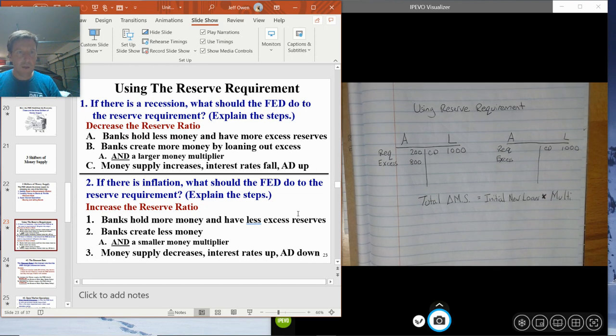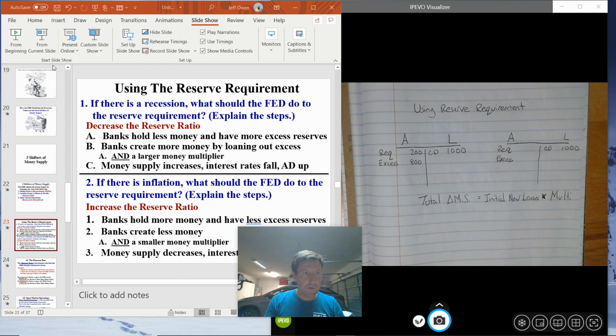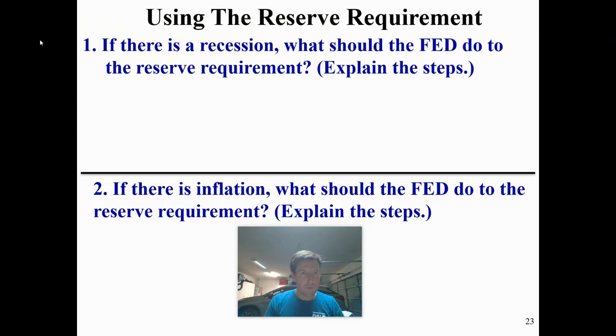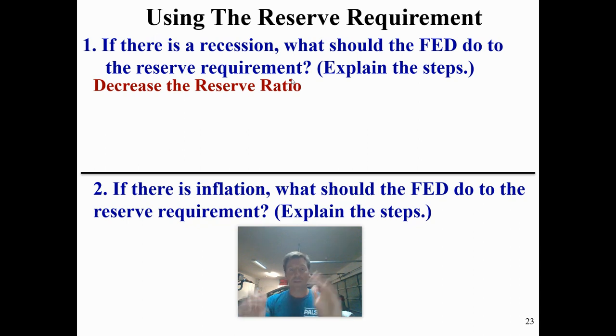So if there's a recession, we know we need to have an expansionary monetary policy. What should the Fed do? Well, let's decrease the reserve requirement ratio. When you decrease the reserve requirement ratio, that means banks have to hold less money in their required reserves, which means they have more excess reserves. If you have more excess reserves, that means more loans.